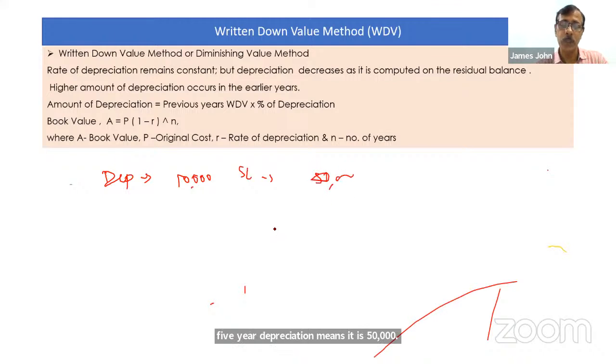So that is with respect to depreciation. So the question may be, what is the first year depreciation, or what is the second year or third year, or what is the depreciation up to the third year? Like that they can have a question.